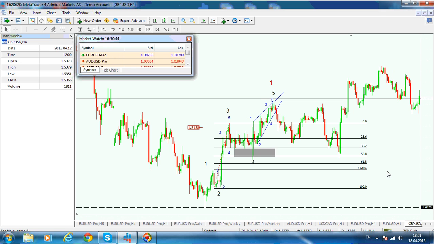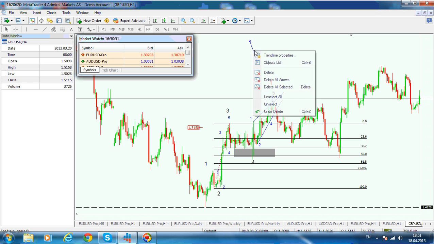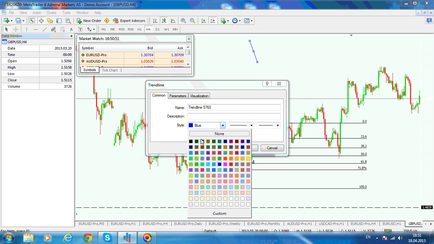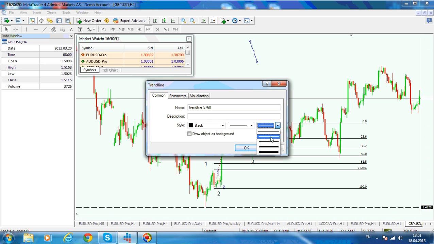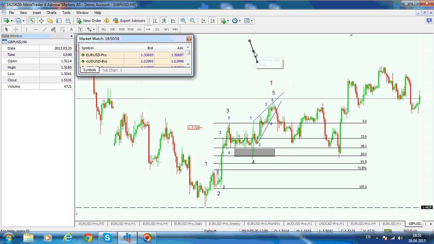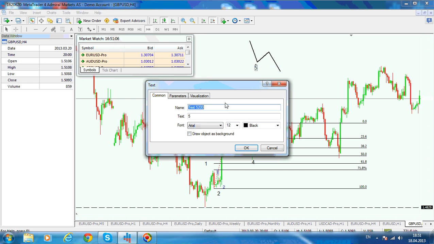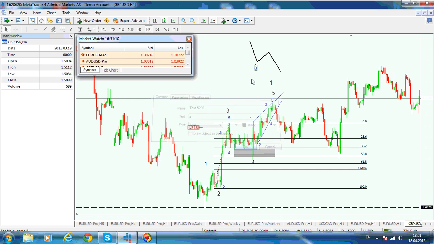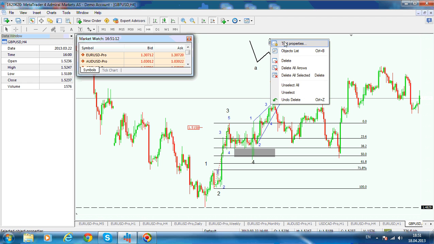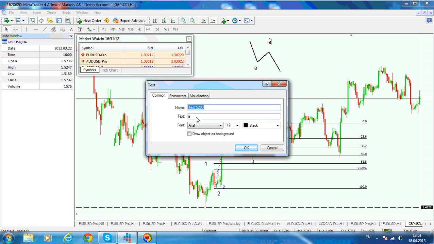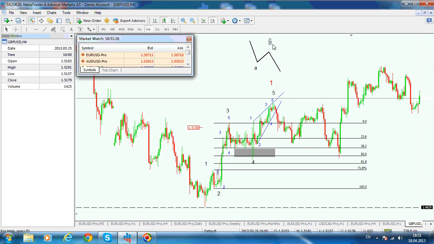For example, if you are looking for a zigzag, and the zigzag looks like this, it is the simplest form of a correction, called a zigzag. So if you are looking for a zigzag, it should look like an A and a B and a C, like this. So this should be named a zigzag: A, B, and C.